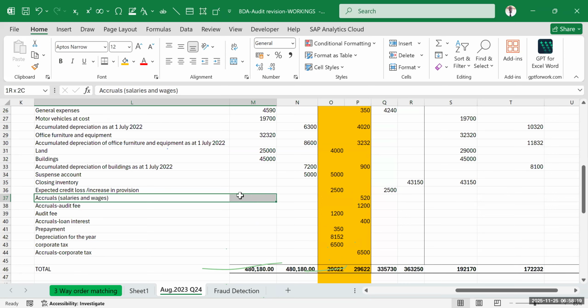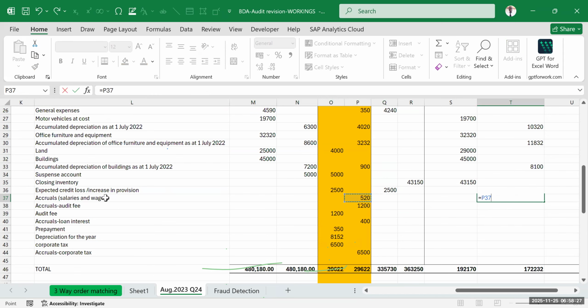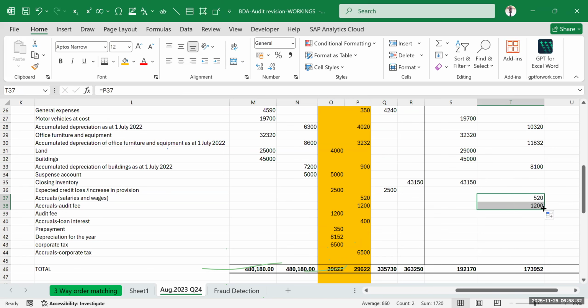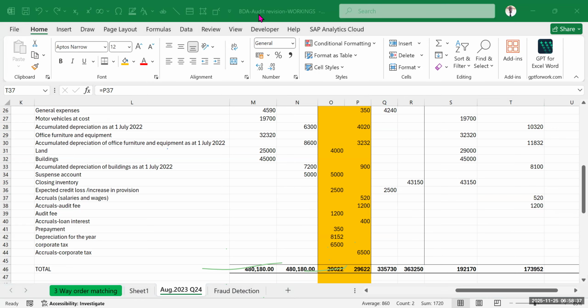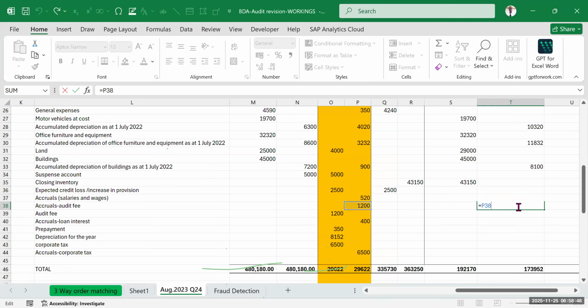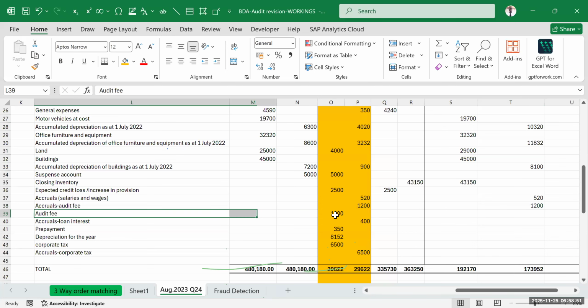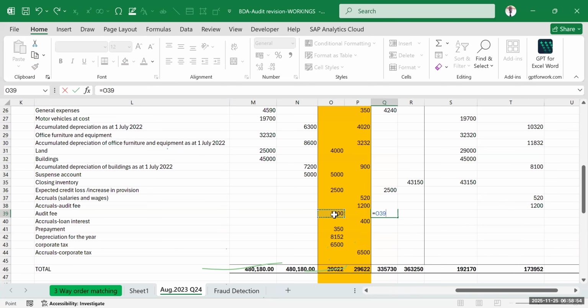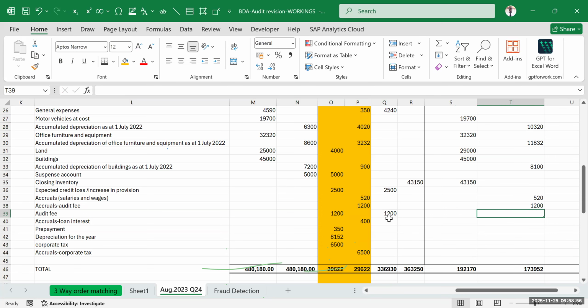Accruals now, these accruals do not affect our income statement. They all go to the balance sheet as credits because they are liabilities. So I will refer to the first accrual, which is on salaries and wages. Then I will bring the next accrual, which is audit fee. Okay, so we come there and the accrual for audit fee, I've put it there. Now, audit fee itself is an expense, so it goes to the income statement. It does not go to our accrual or the balance sheet.